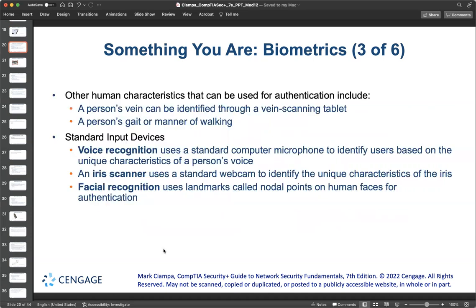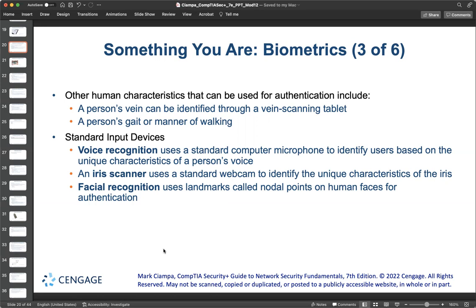Other human characteristics that can be used for authentication are somebody's vein, which can be identified through a vein scanning tablet. A person's gait or manner of walking actually can be analyzed through machine learning. And we do have the standard input devices that can look and hear somebody's characteristics, like voice recognition, which uses a standard computer microphone to identify users based on the unique characteristics of the person's voice. We also have the iris scanner, which uses a standard webcam to identify the unique characteristics of the iris, as we discussed. We also have facial recognition, like what you get in your new smartphones, right? Like I know Apple is doing very well with their Face ID. That's what you have here.